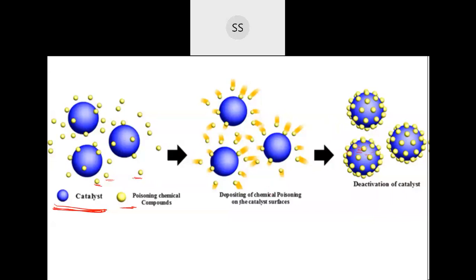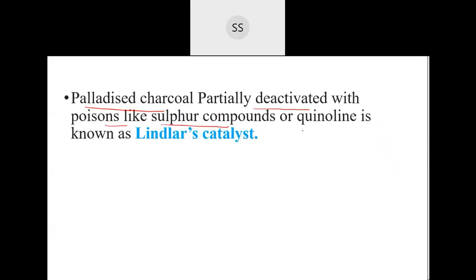Yes, now we'll go for the reaction. So this is all about what we are supposed to do using Lindlar's catalyst and what Lindlar's catalysts are. Okay. So here, see, I've given the definition. What is Lindlar's catalyst? Lindlar's catalyst is a pelletized charcoal partially deactivated with a poison like a sulfur compound or quinoline. Okay. So you have a palladium.